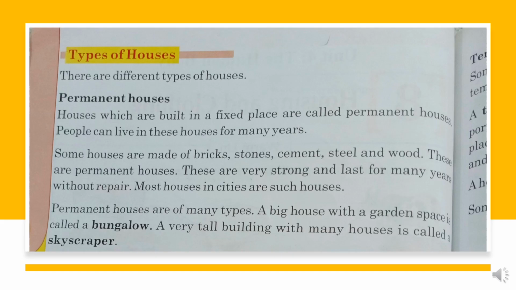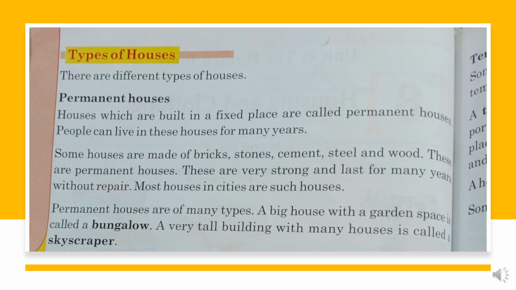Then we moved on to types of houses, and we discussed that there are different types of houses. Number one is permanent houses, which are built in a fixed place. As their foundations are strong and they are made of solid materials, they last for many years without having to worry about repair costs. We discussed that these houses are found in cities.